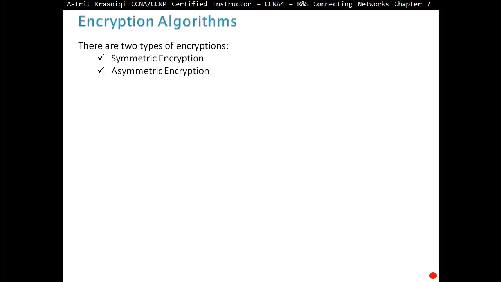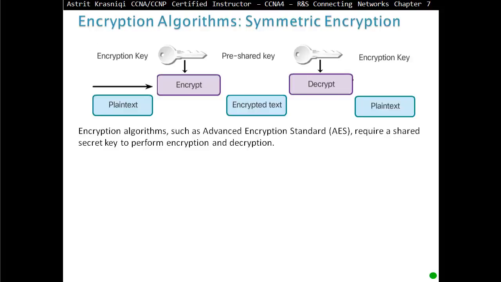Encryption algorithms. There are two types of encryption. We have symmetric encryption and asymmetric encryption. Symmetric encryption. Now, with symmetric encryption, we have the same pre-shared key. The sender and receiver, they know the key.